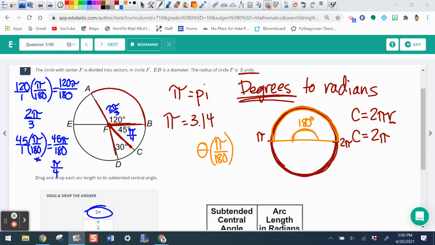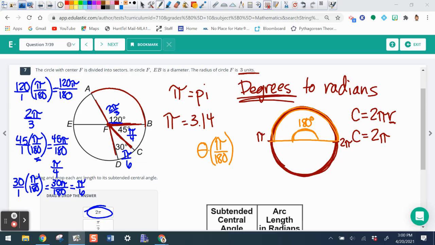Last and certainly not least, just converting angle measures to radians. We're going to do 30 times pi over 180. So if you can't tell, all we're really doing is finding the common factor between the central angle and 180 degrees, which I believe is going to be 30 for 30 pi over 180. Absolutely it is. So this will simplify to pi over 6.